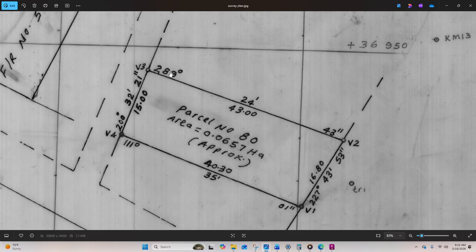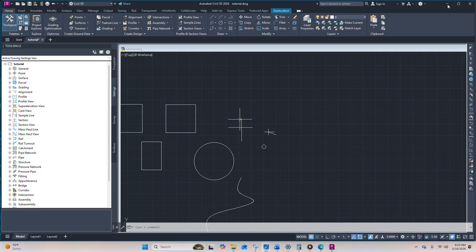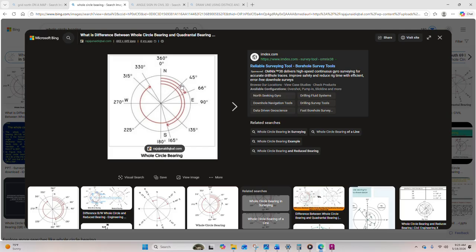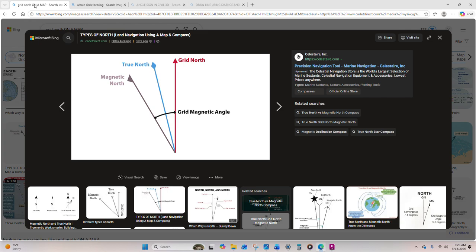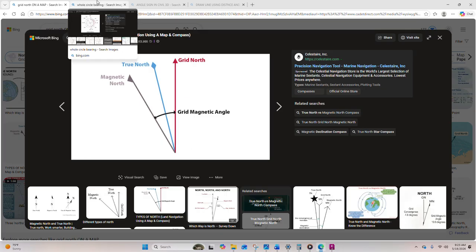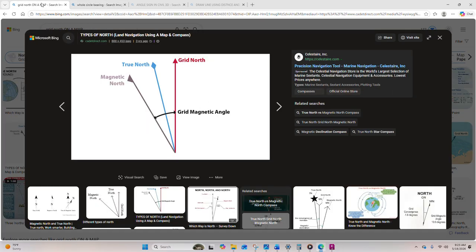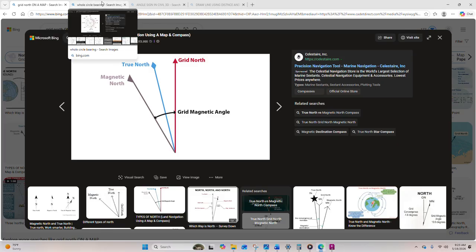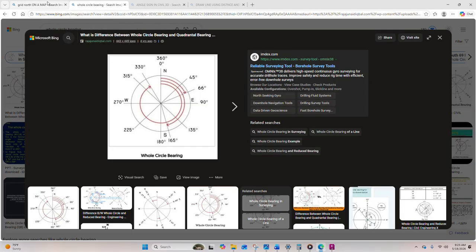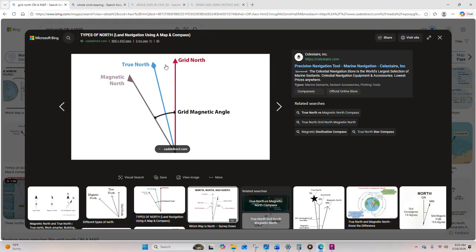In order to understand the issue of bearings, you need to understand the concept of whole circle bearings. Whole circle bearings means, first of all, you need to know about grid north. On every map that you have, the map is usually drawn based on the grid north. The angles or bearings are usually measured from the grid north.